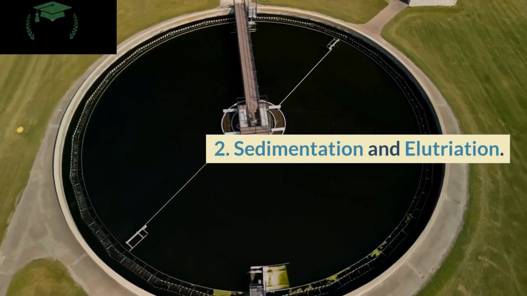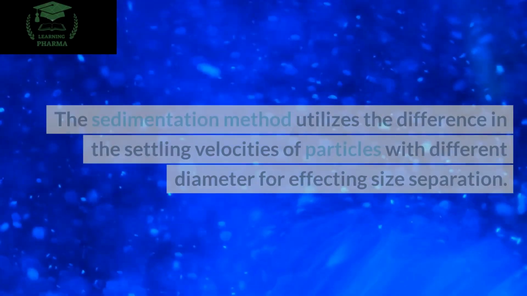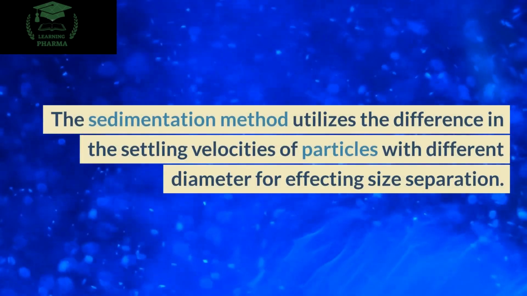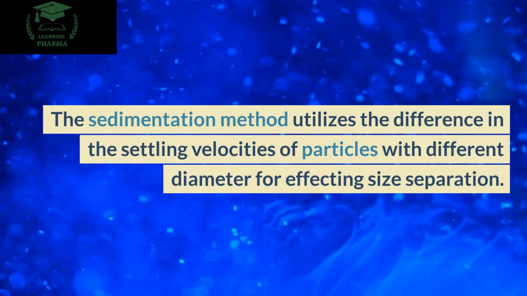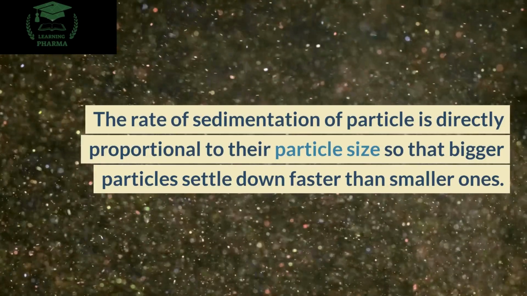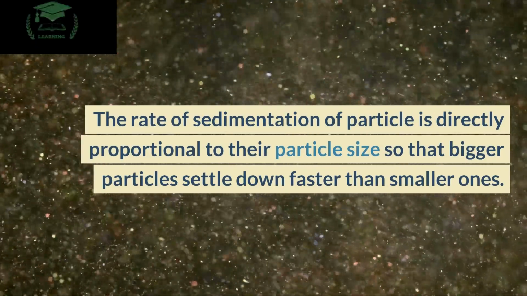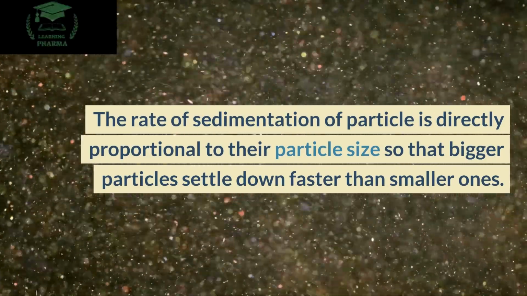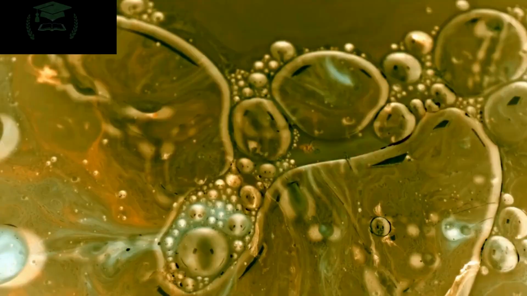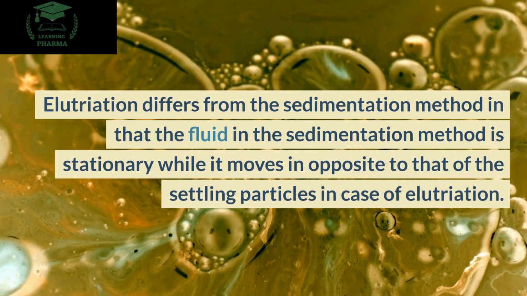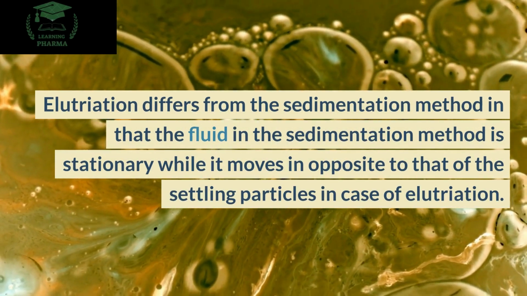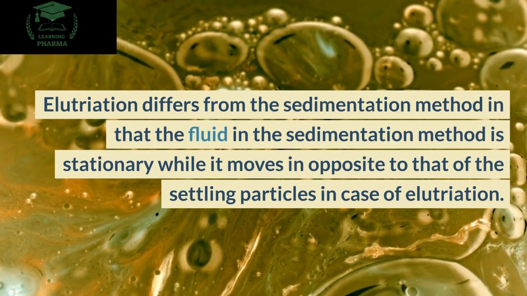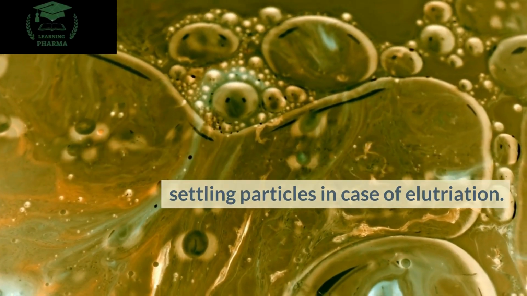2. Sedimentation and elutriation. The sedimentation method utilizes the difference in the settling velocities of particles with different diameter for affecting size separation. The rate of sedimentation of particles is directly proportional to their particle size, so that bigger particles settle down faster than smaller ones. Elutriation differs from the sedimentation method in that the fluid in the sedimentation method is stationary while it moves in opposite direction to that of the settling particles in case of elutriation.